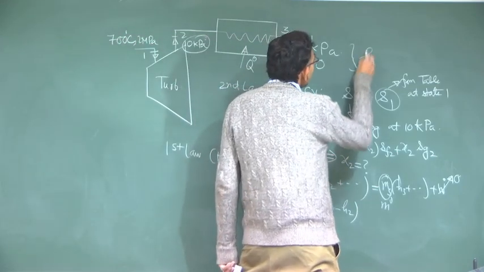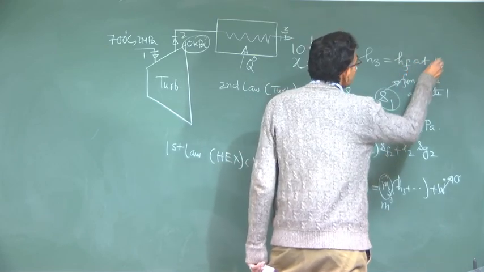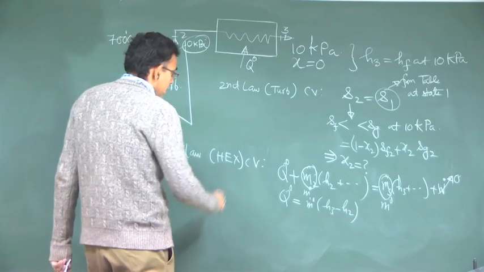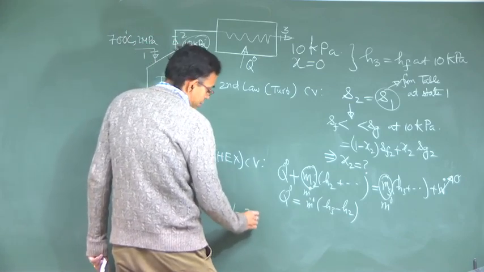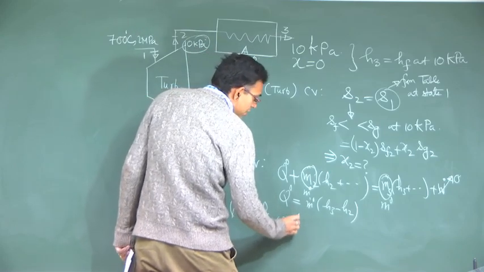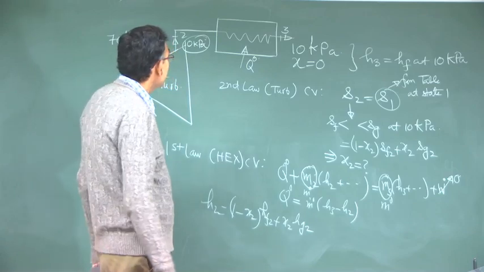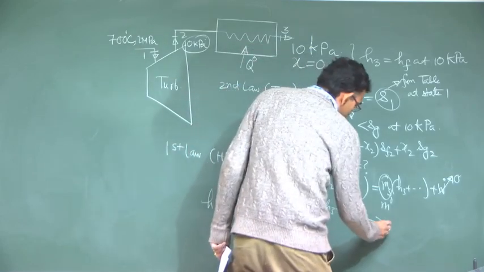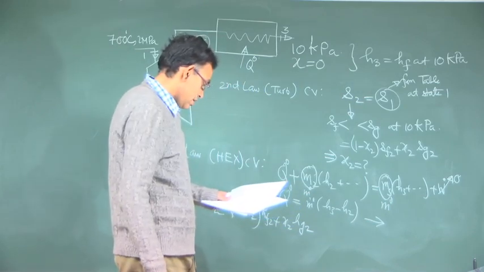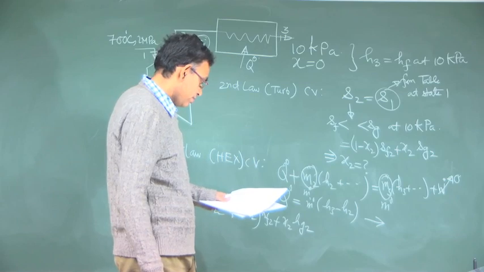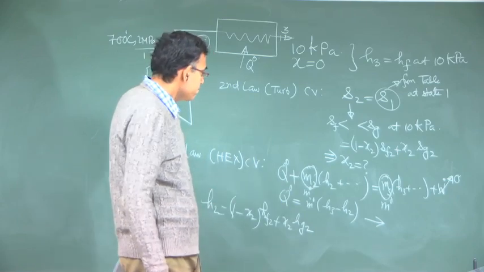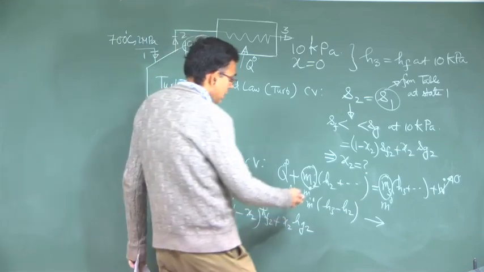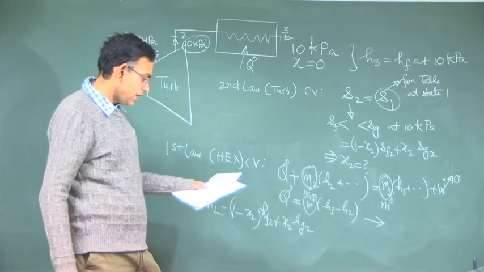H3 is nothing but hf at 10 kPa. And what is h2? H2 is (1 minus x2) into hf plus x2 into hg, where hf and hg are at 10 kPa. If you substitute these values, you will get Q dot. But first of all, to get Q dot, there is another parameter that needs to be obtained, and that is m dot. Nobody has given what is m dot here.